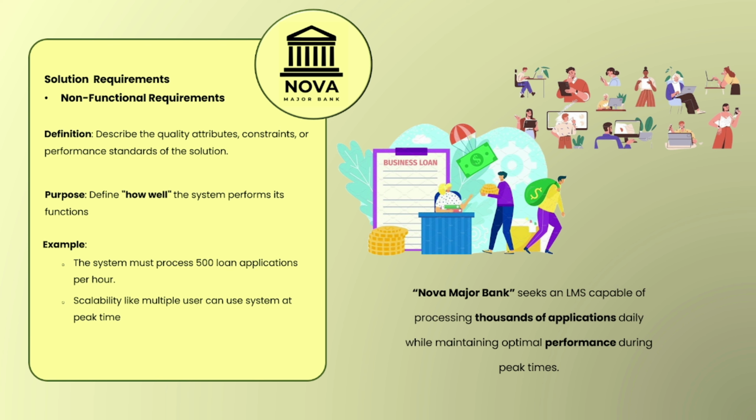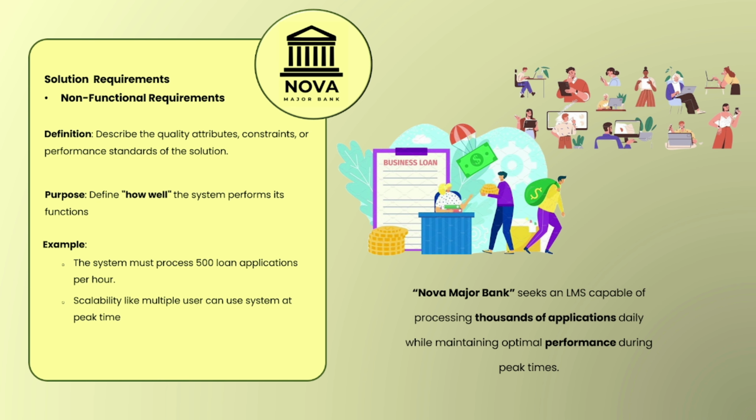Scalability, like users can use the system at peak time as well. Means when there is a peak time in the morning hour or afternoon, whatever is a peak time, at that time also the system should work well. So the Noah Major Bank seeks an LMS capable of processing thousands of applications daily while maintaining optimal performance during peak times. So these are the non-functional requirements.